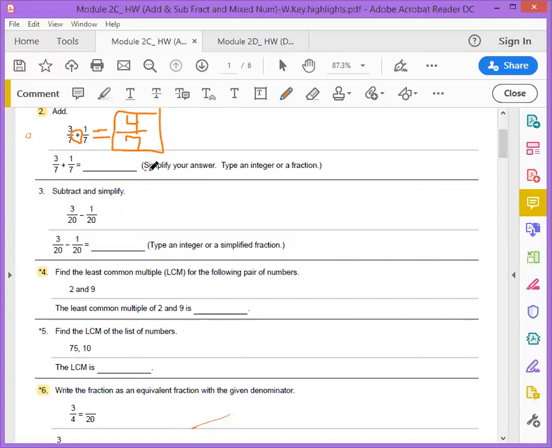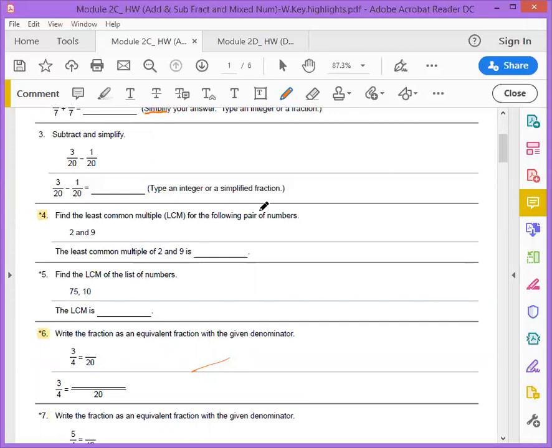Now, you do want to always check and make sure that you can't simplify, meaning, can you divide the numerator and denominator by the same digit? In this case, no other number other than 1 can be divided evenly into 4 and 7 without a remainder. So we leave it as 4 over 7.